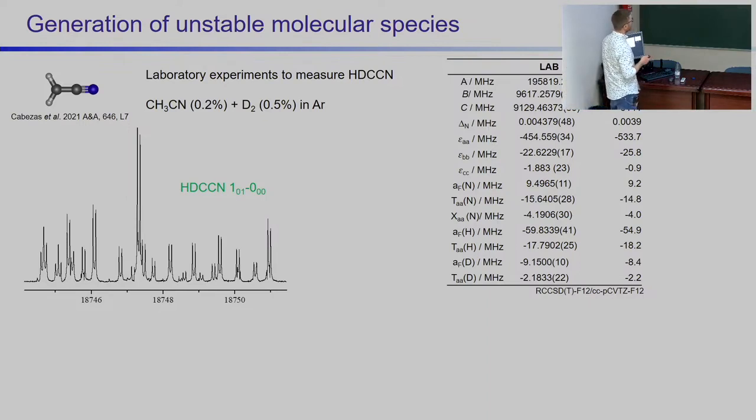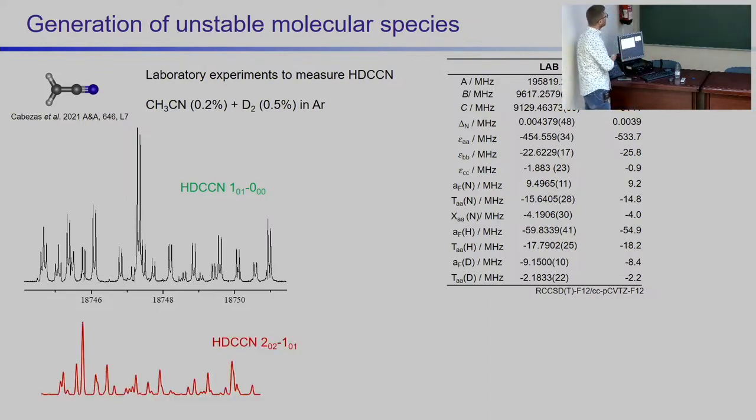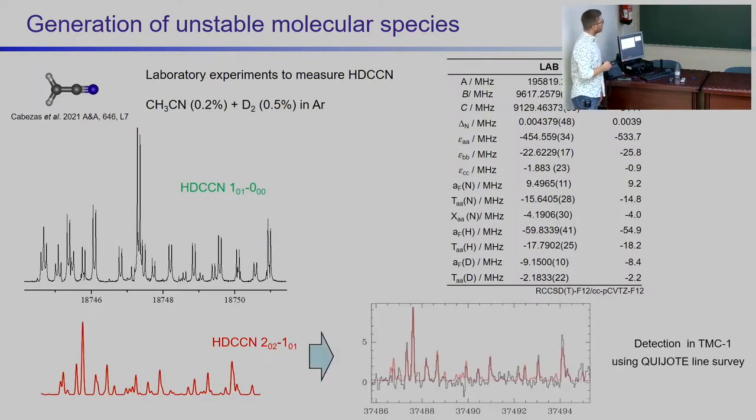Using our experimental parameters, we make the prediction for the next rotational transition that appears close to 38 gigahertz, and we directly compare with our observations from the QUIJOTE line survey. In this case, we can reproduce perfectly some observations in the region of 37 gigahertz, and this allows us to claim the detection of this molecule in TMC1.